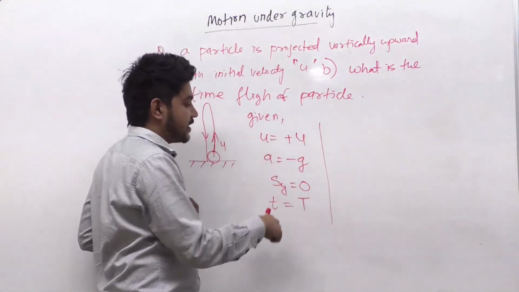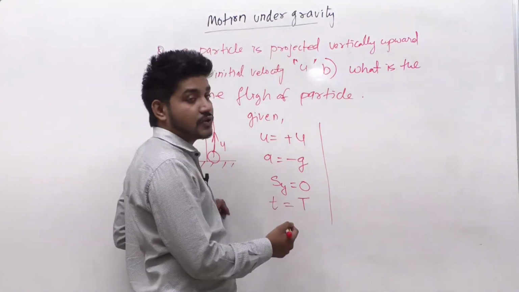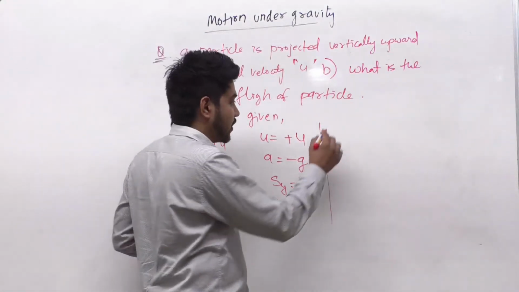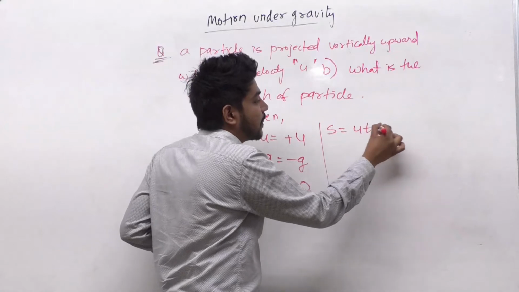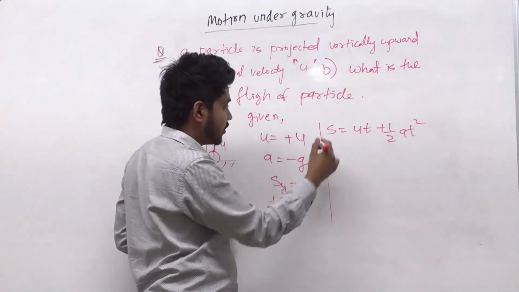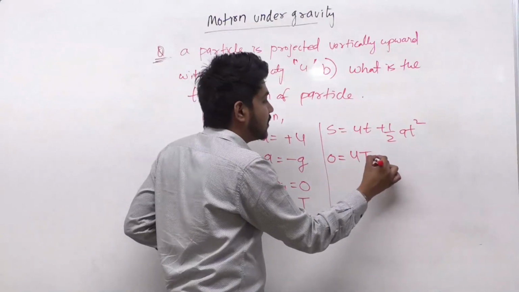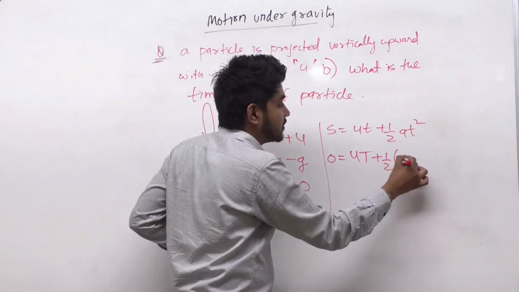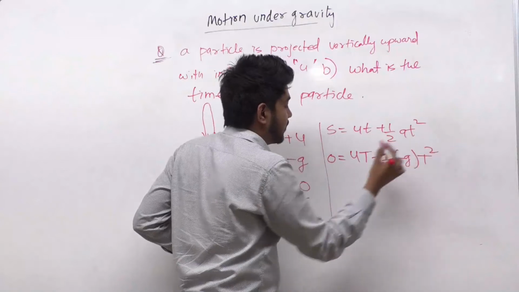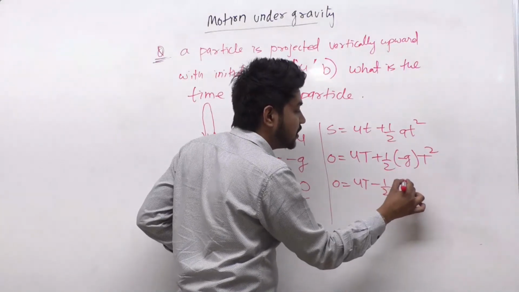Now for this data, what can we find? We can use which equation? S is equal to ut plus half at square. Now we will substitute these values over here. S is 0. U is given as positive u. T is capital T. Plus half of acceleration, which is minus g, t square. So 0 is equal to uT minus half g T square.